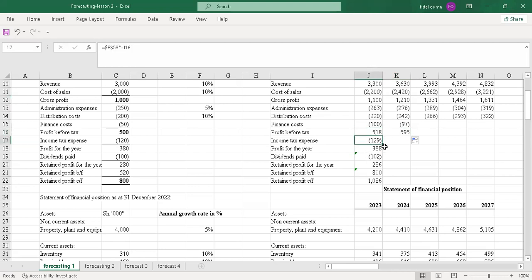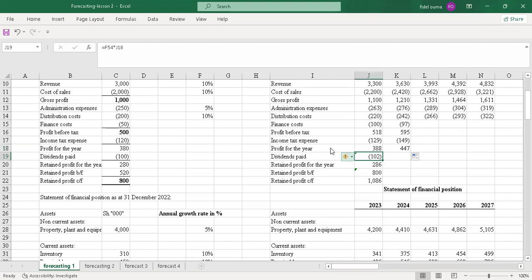So I'll go to income tax expenses, and because I locked it, I just drag this. It means that when I drag, what I locked will be the 25% I multiply by the profit before tax. So my profit for the year, I'll also drag. It will be the difference between 595 and 149, which will give me 447.